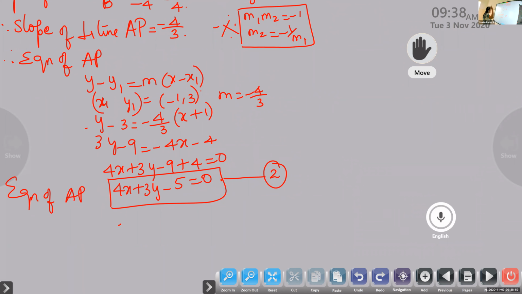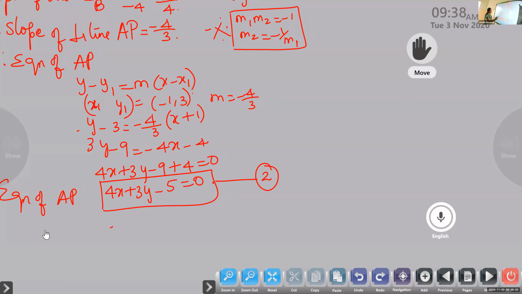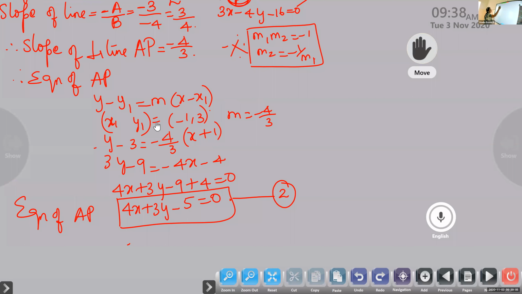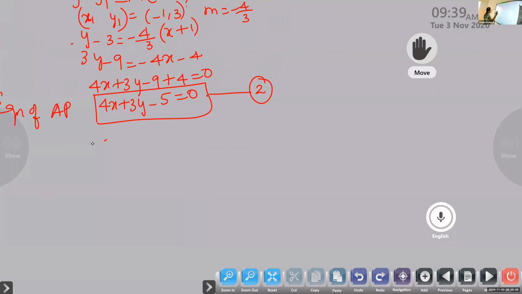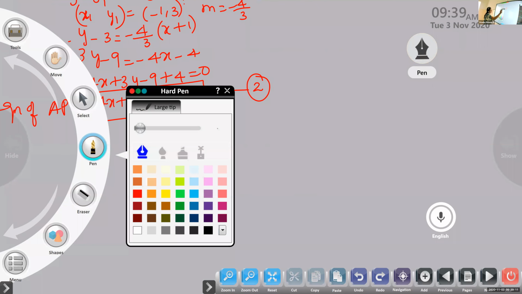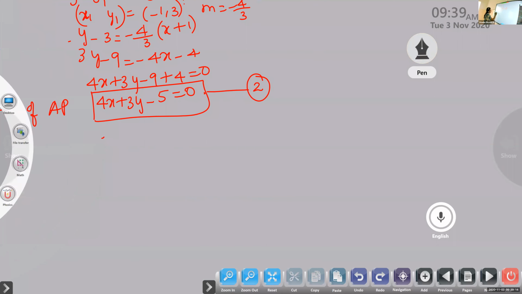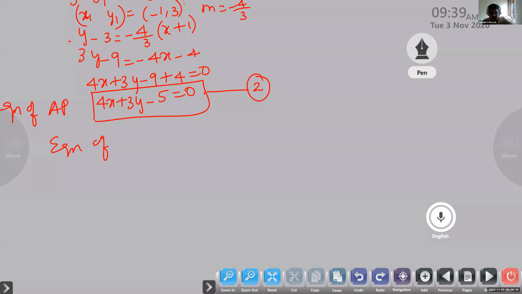What about the equation of the given line? We can name it as equation 1. The equation of the given line is 3x minus 4y minus 16 is 0.